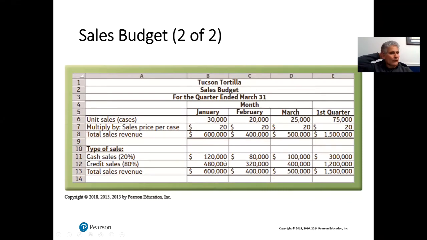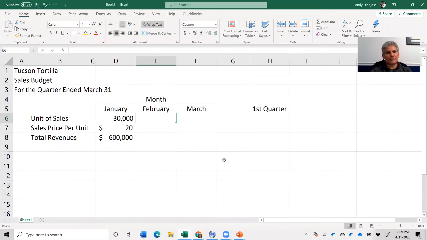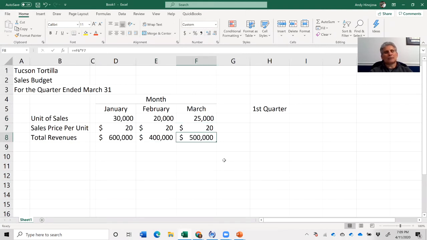It looks like for February, we're projecting 20,000. I think our sales price is going to stay the same the whole time, so we'll go ahead and just plug that in. And that means that for February, we're projecting $400,000 in revenues. And for March, we're projecting 25,000. And so that means we're going to get $500,000 revenue. So we're just simply multiplying the unit sales times the sales price. This times that gives us this.